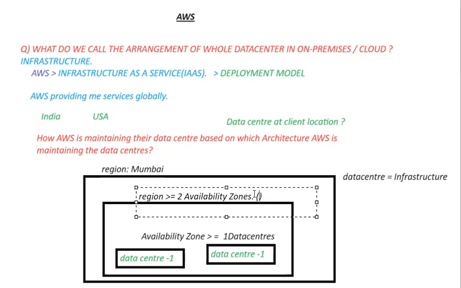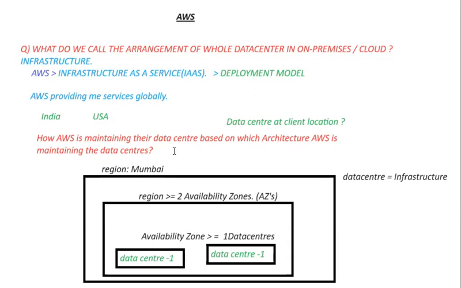AWS is maintaining in a way that in a single region, AWS has at least two availability zones or greater than two availability zones. In each availability zone, AWS maintains at least one data center or more than that. So can I call availability zones in short as AZ? Yeah, we can call availability zones as AZs. So I hope you understood what the region is. Region is nothing but a geographic location. Now let me ask you a question.